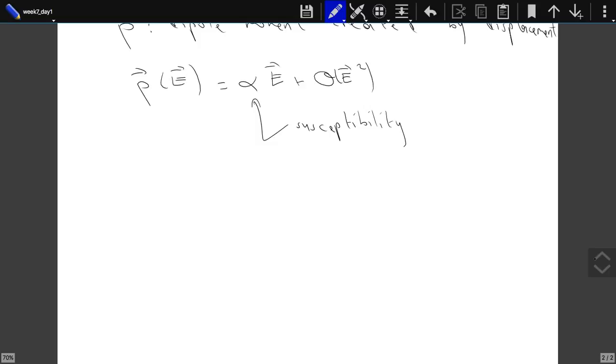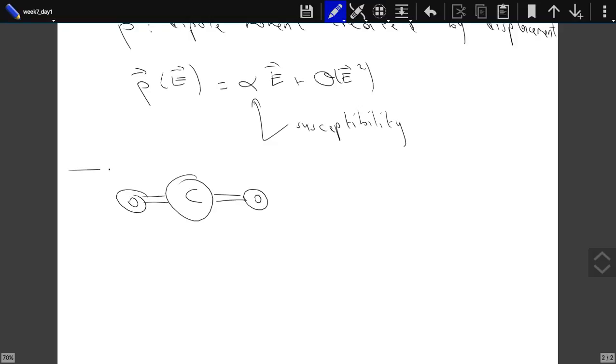Now, if you have a single atom, then the polarization will almost always be in the direction of the electric field. But when you have molecules, things start to get a bit more complicated. For example, if you look at carbon dioxide, which has a carbon atom over here, an oxygen atom over here, another oxygen atom over there.